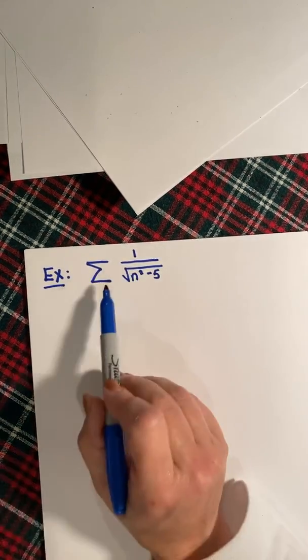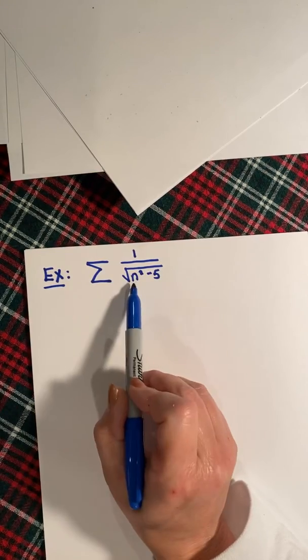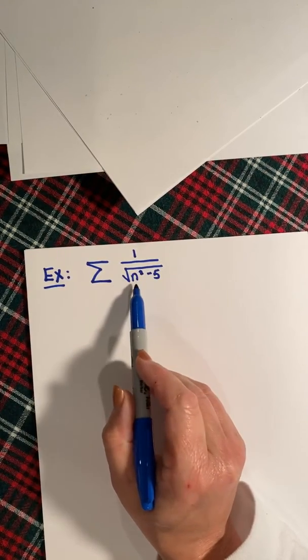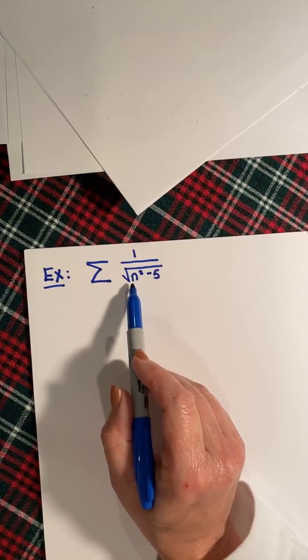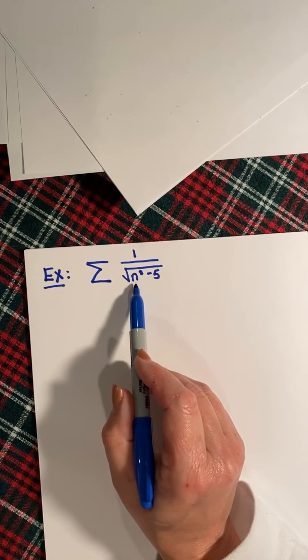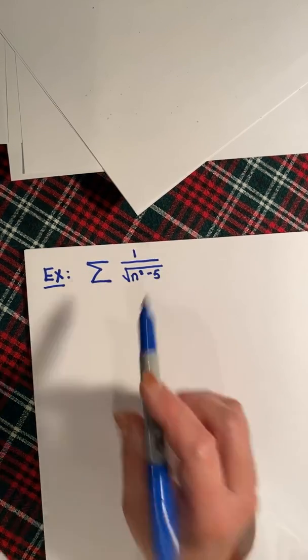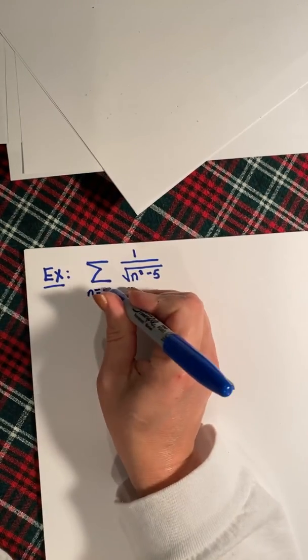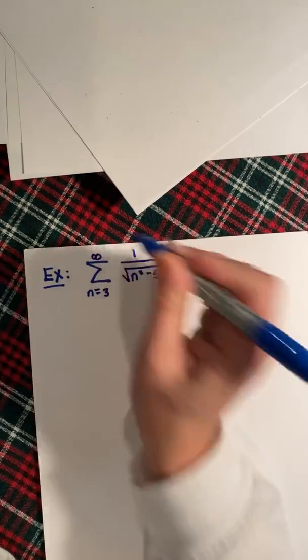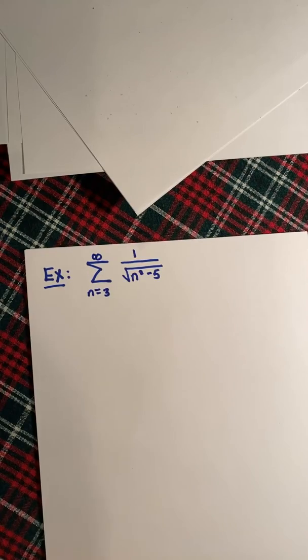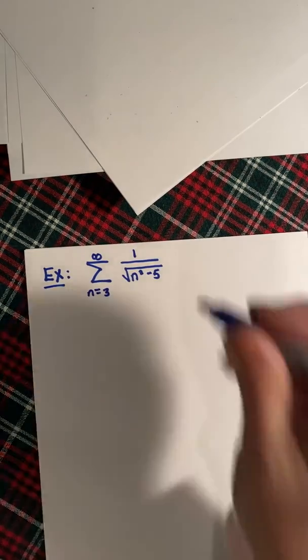All right, now here, n can't be 1. We can't start at 1, because if we started at 1, we're going to be entering the world of imaginary numbers, and we don't do that. N can't be 2, because we'd still be taking the square root of a negative number. So I'm going to start this series with 3. A finite number of terms eliminated or added to a series does not affect the convergence or divergence.